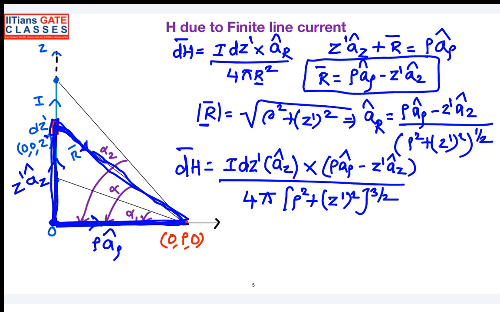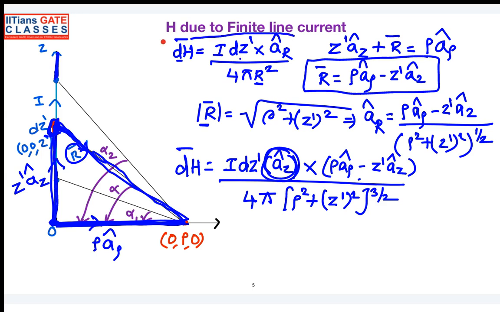Yes, the direction of dH will be a_z cross a_rho. That will be the direction. If you see, the current element is located in the z direction, and the direction of the magnetic field will be the current direction cross product with the radial direction. So what is the radial direction here? Radial direction means r bar. So that's what I was substituting here.